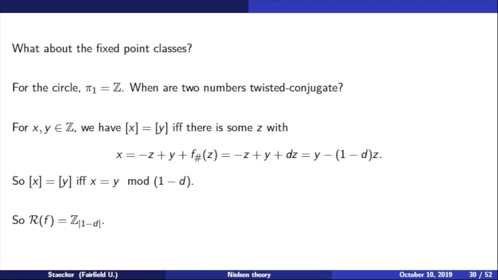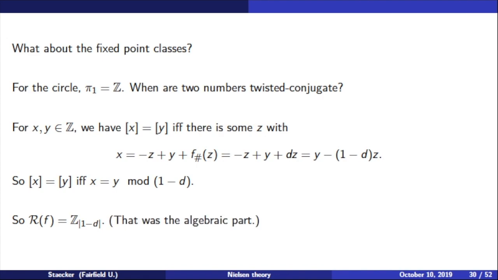So this means the set of Reidemeister classes, the set of twisted conjugacy classes, there are exactly 1 minus D of them, or whatever the absolute value of 1 minus D. This might be negative, so when you're counting how many there are, it's the absolute value of 1 minus D. That was the algebra part.